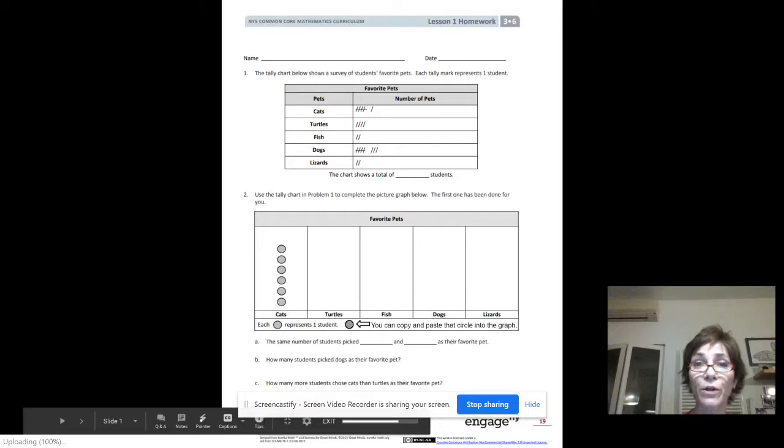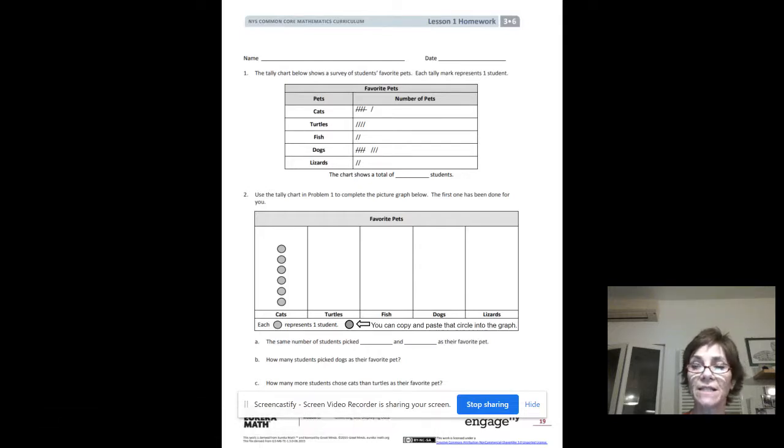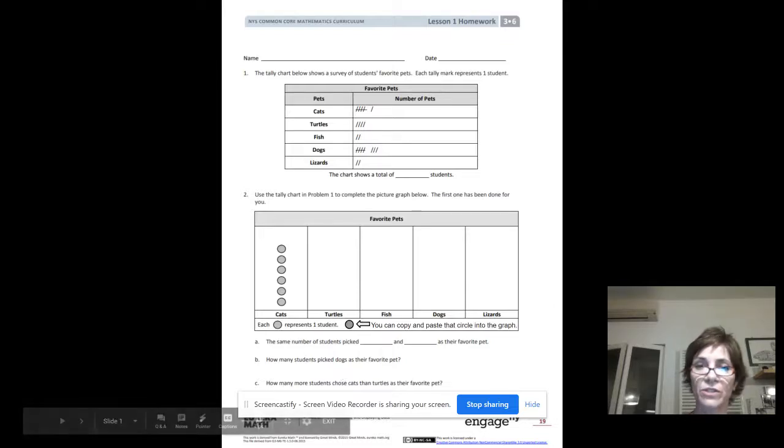Let me show you your work for today. So you will complete these worksheets, these slides. Here you have a tally chart that shows the survey of students' favorite pets. Each tally mark represents one student. You are going to use this tally chart to complete the picture graph below. This is a picture graph where each circle represents one student. You can copy and paste this circle and create this picture graph that corresponds to the tally chart above. And then you will answer these questions.